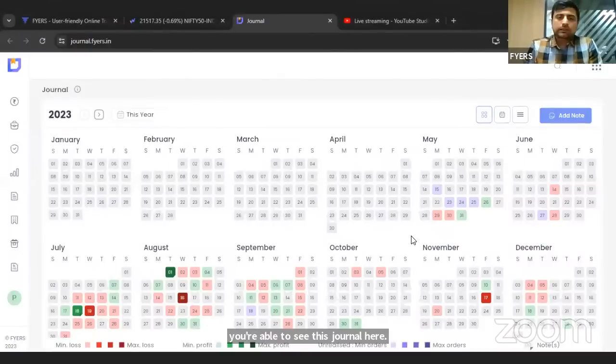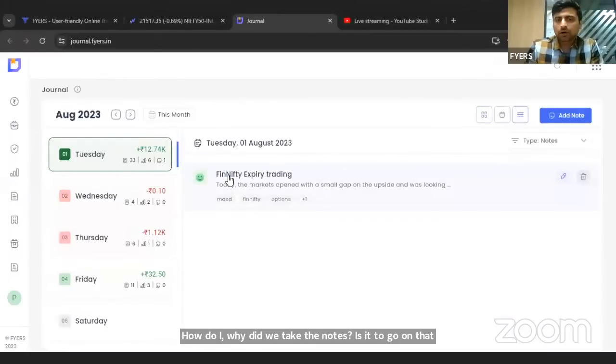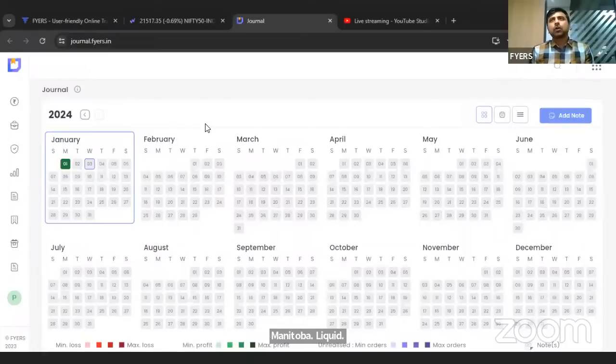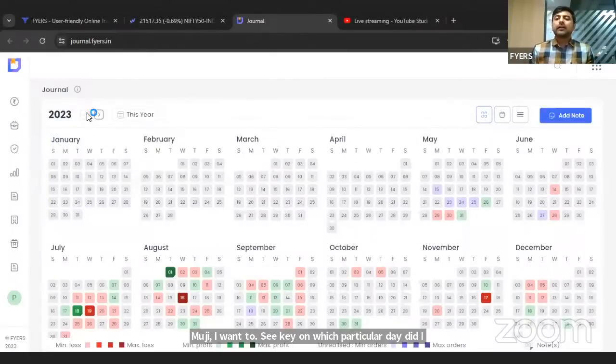Why did we take the notes? Is it to go on that particular day and search for that particular note? For example, यहाँ पे फिन निफ्टी एक्सपायरी ट्रेडिंग मैंने लिखा हुआ है, लेकिन मुझे अगर कोई भी दिन पे, let us say on any particular day, I want to see on which particular day did I trade fin nifty or on which particular day did I trade options. So the way to find that is very, very easy.